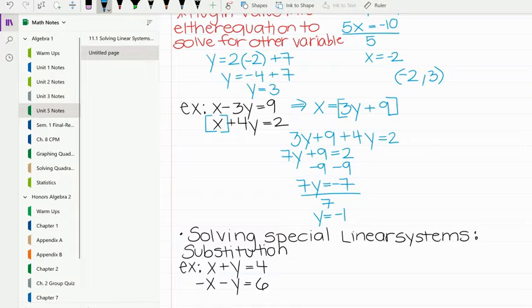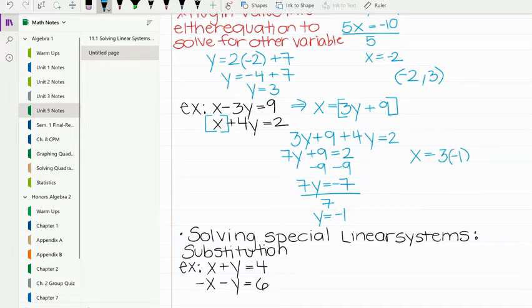So now I need to plug in -1 into either equation in order to solve for x. It's typically easiest to solve it in the one where it's already in x equals form or y equals form, for example. So I'm going to use the top equation up here. So x equals 3y plus 9. So I'm just going to put in -1.